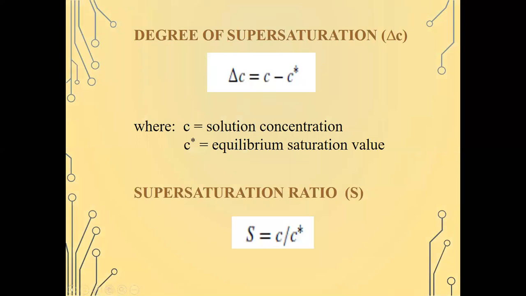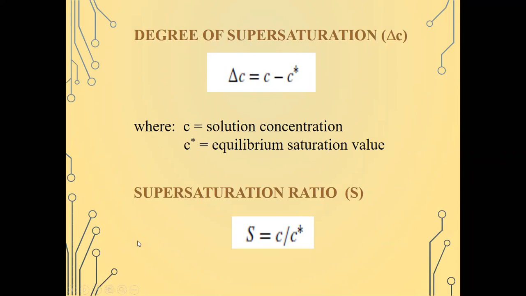Now, there are several ways of expressing the concentration of our solution, in terms of degree of supersaturation. In Coulson, I took this from Coulson, it's represented as delta C, where delta C is equal to C minus C asterisk. This C is the solution concentration, and the C asterisk is the equilibrium saturation value. So the degree of supersaturation is simply a measure of how much your current condition of saturation went beyond the equilibrium saturation value. Why? Because you're taking the difference of the current concentration of your solution from the equilibrium saturation value. So it went beyond that particular equilibrium saturation value, and how much that was is the degree of supersaturation of your solution.